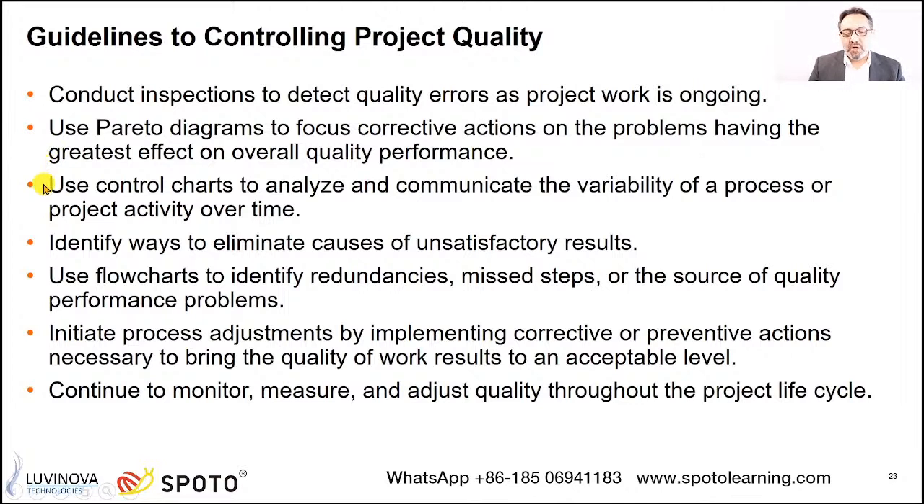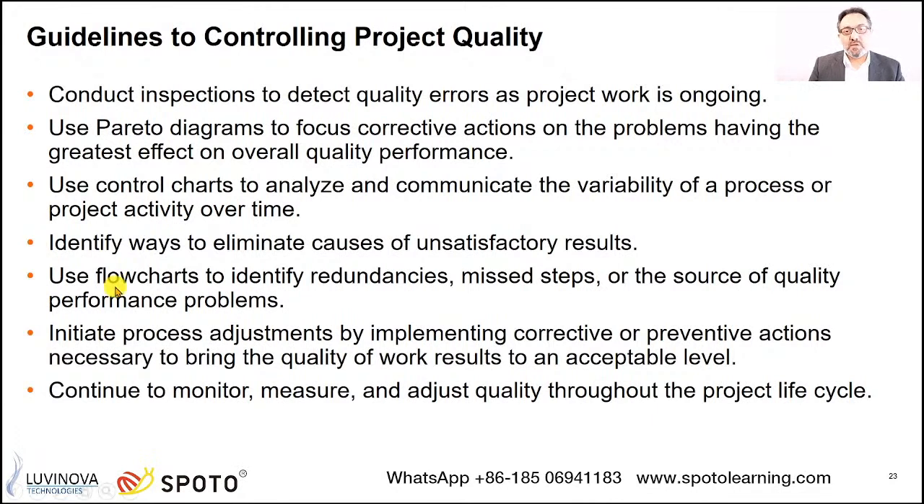Use control charts to analyze and communicate the variability of a process, to see if our work, our business process, is acceptable or not. Identify ways to eliminate causes of unsatisfactory results. So any extra step we have in our process, take it out. Check your checklist. Maybe you have some issues there. Maybe you have some steps that you need to add while you are doing testing. Maybe the type of data that you are collecting.